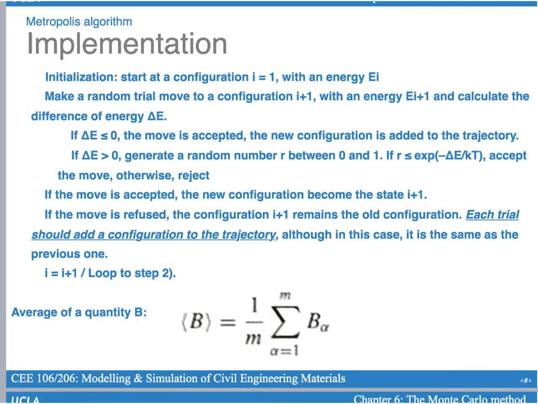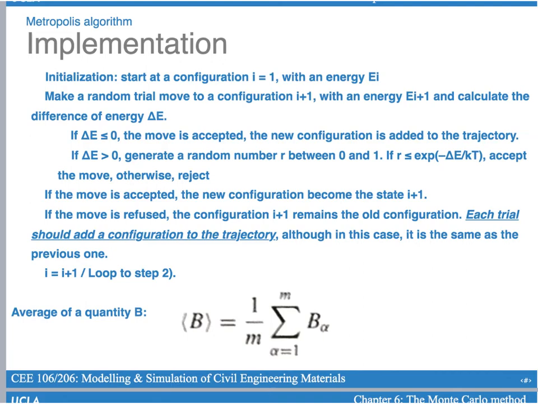One thing that is important to keep in mind again is that whether you accept or refuse the move, you will always generate a new configuration. So you will always have a new configuration. Either it's going to be the new configuration, or it's still going to be the same one that is just counted two times. And the fact of counting this configuration two times, if it turns out that the move was refused, is very important to get an accurate evaluation of the average of the thermodynamical properties.